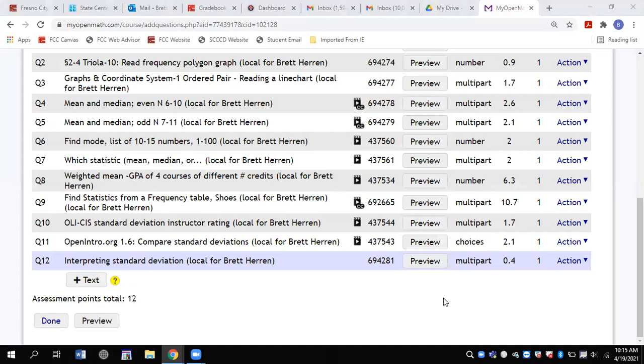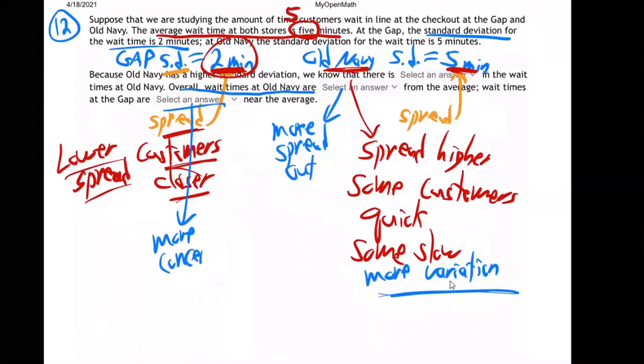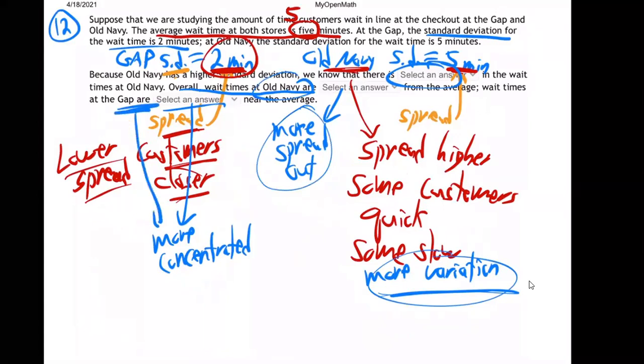Let me go back to my iPad and show you those words. More concentrated. So there we go. So the first blank, they want more variation. Old Navy has more variation, and Old Navy, the numbers are more spread out, whereas the Gap, the numbers are more concentrated because they have a lower standard deviation. So there we go. Standard deviation is a measure of the spread.